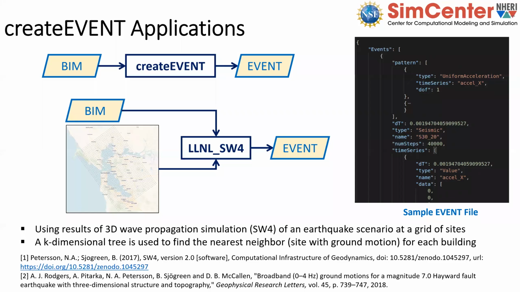had collaboration with Professor Arthur Rogers from LLNL, and we also obtained some data for a magnitude 7 Hayward earthquake simulation, and we can use this, for example, in our simulation. And the way it works is the results you get from these simulations can be defined at a grid of points over the region of interest. Basically this application will do a nearest neighbor search and find the nearest site with ground motion coming from the simulation and use that as the event input.